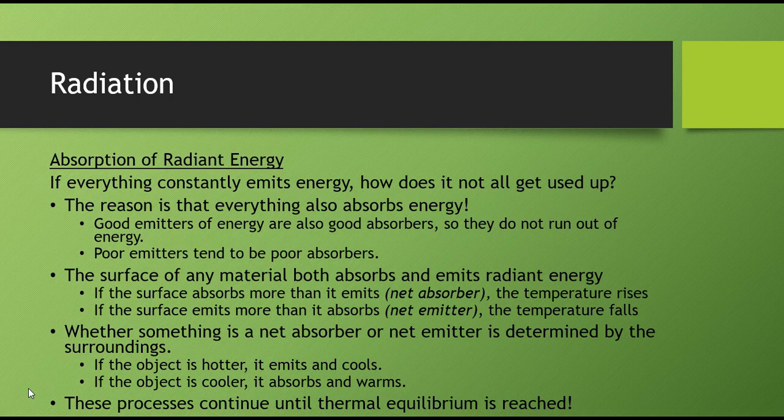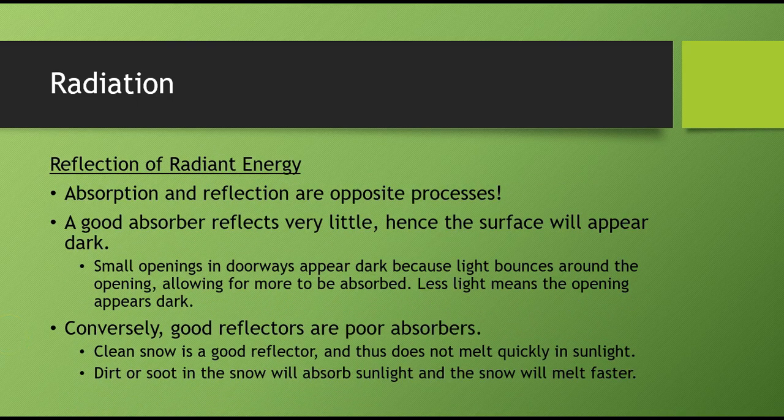Whether or not something is a net absorber or a net emitter is determined by what it's around. If the object is hotter than its surroundings, then it's going to cool. If the object is cooler than its surroundings, it's going to warm. The hotter object emits energy and it cools off. The cooler object absorbs energy and it warms up. And that process continues until you reach thermal equilibrium, until everything is moving at the same speed and they all have the same temperature.